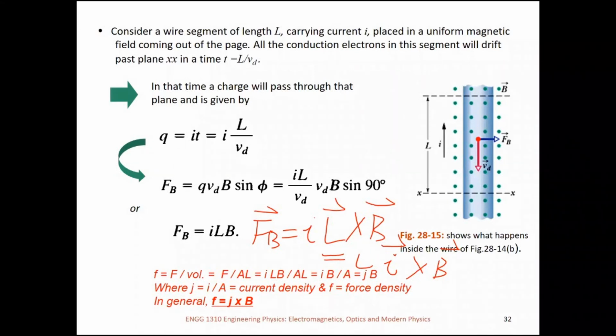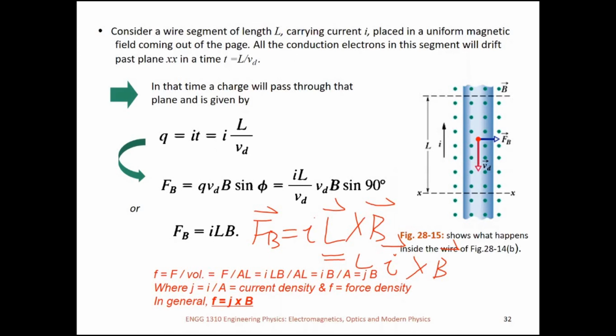Okay, let's see the question. Someone's asking whether FB pointing to the right is given or found by using the right hand rule. Any direction here should be checked with the right hand rule. If you are not sure, just check with the right hand rule.